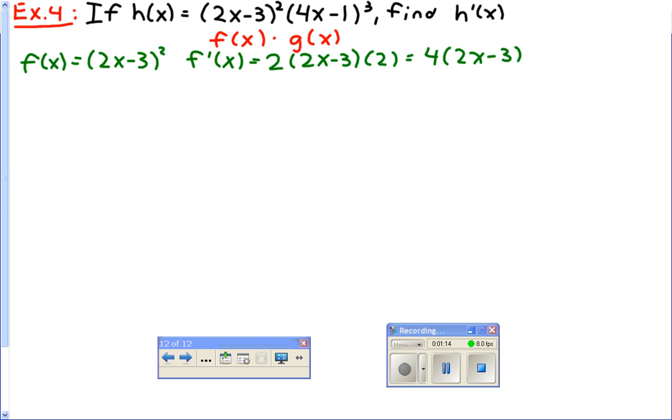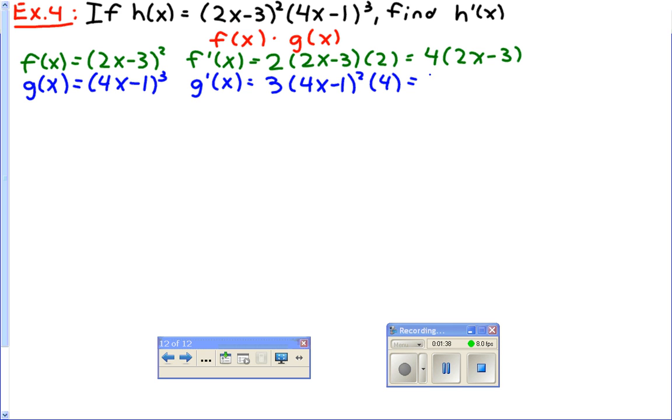Okay, in blue, I'm going to do g of x equals 4x minus 1 cubed. G prime of x is going to equal, yeah, go ahead. 3 times 4 of x minus 1 squared, times 1. Okay, now, you guys can choose not to do this. If you don't want to write those out at the top, that's fine, but it's somewhat helpful.